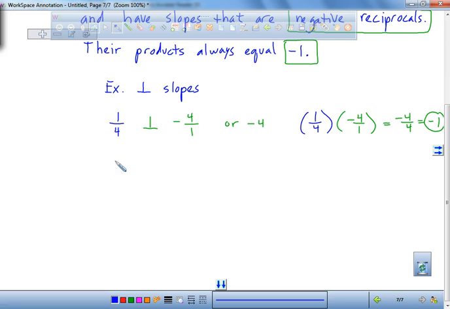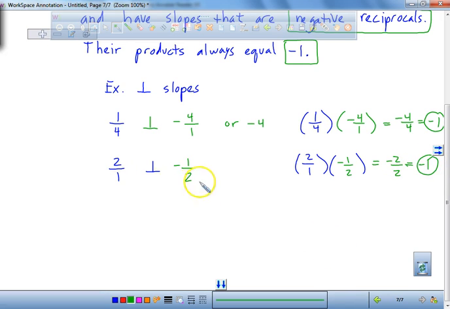10 over 5 reduces to 2 over 1, so I'll do 2 over 1. 2, also known as 2 over 1, is perpendicular to the slope negative 1 over 2. So watch what happens. When I take 2 over 1 and multiply it by negative 1 over 2, I get negative 2 over 2, which is equal to negative 1. So these slopes right here are perpendicular.